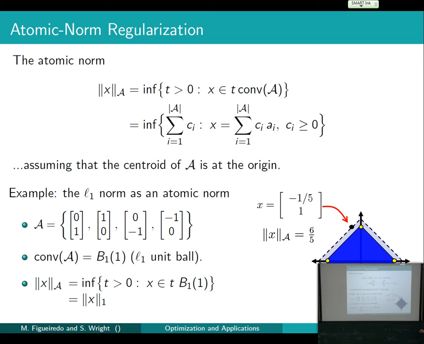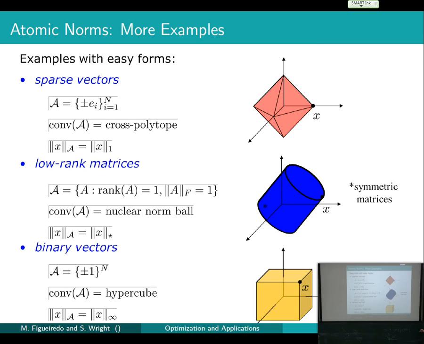Okay, so here's an example. In two-dimensional space, the atoms would just simply be the two unit vectors and their negatives. And if I've got a vector, say, minus 1/5 and 1, then the minimal representation of this, or one of the minimal representations, is 1/5 times this vector plus 1 times this vector. And that gives me a norm of 6 over 5, okay, which happens to correspond to the 1 norm.